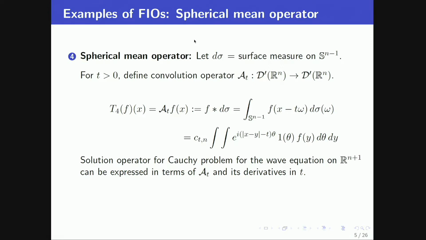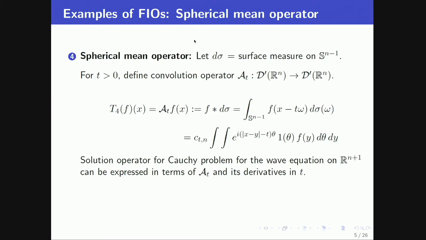Okay, a similar operator, but using curved surfaces rather than hyperplanes, is the spherical mean operator, which is important for solving the wave equation and is also much beloved by harmonic analysts. So this simply is the following. Fix a radius t bigger than 0. You can take t equals 1 if you want. And you define the convolution operator on Rn, which is simply convolution with surface measure on the sphere of radius t, which you can normalize if you want to, but you don't have to. And in fact, because this measure on the sphere has compact support, this is convolution with a distribution of compact support, and therefore maps distributions to distributions.